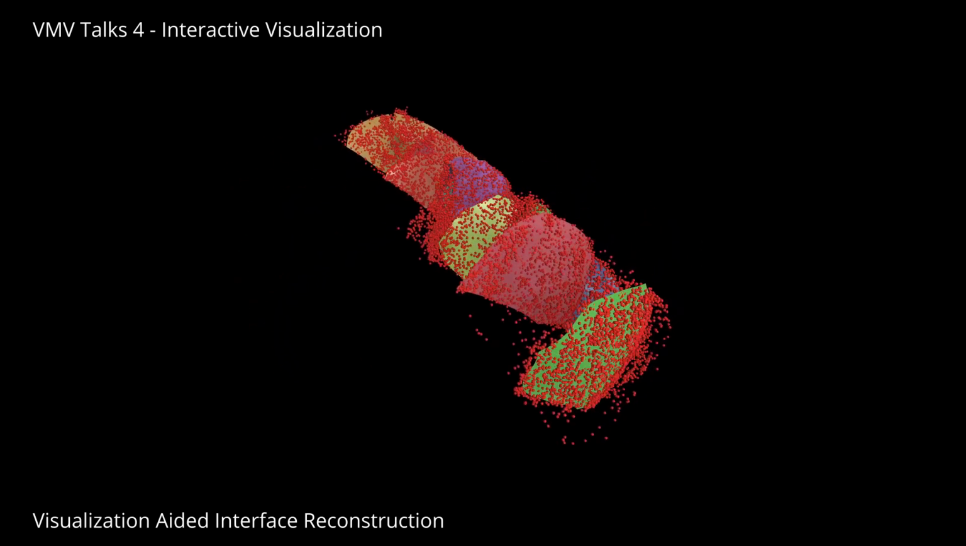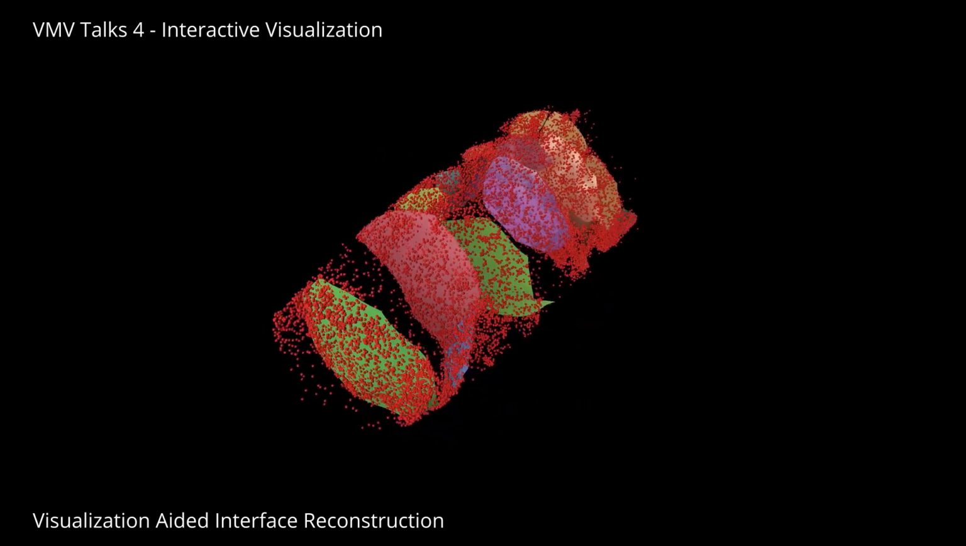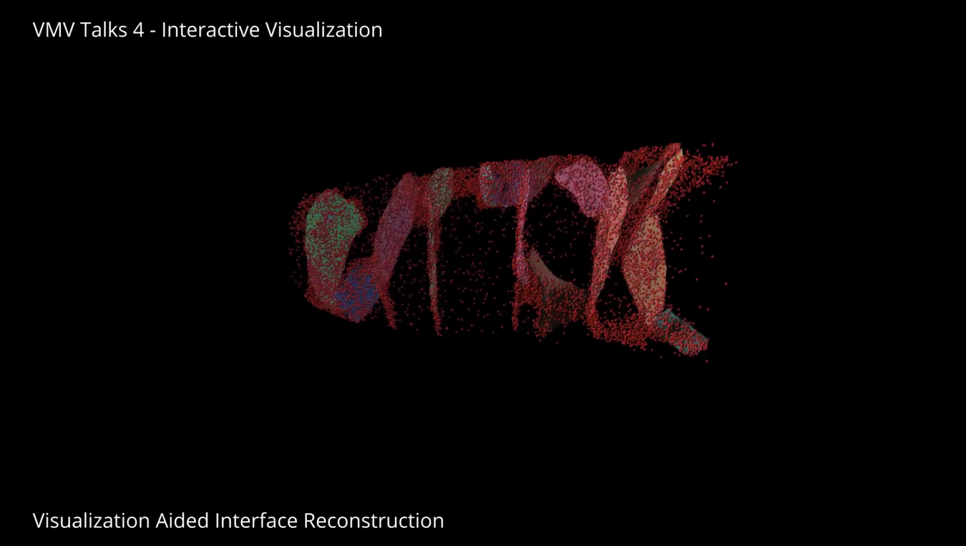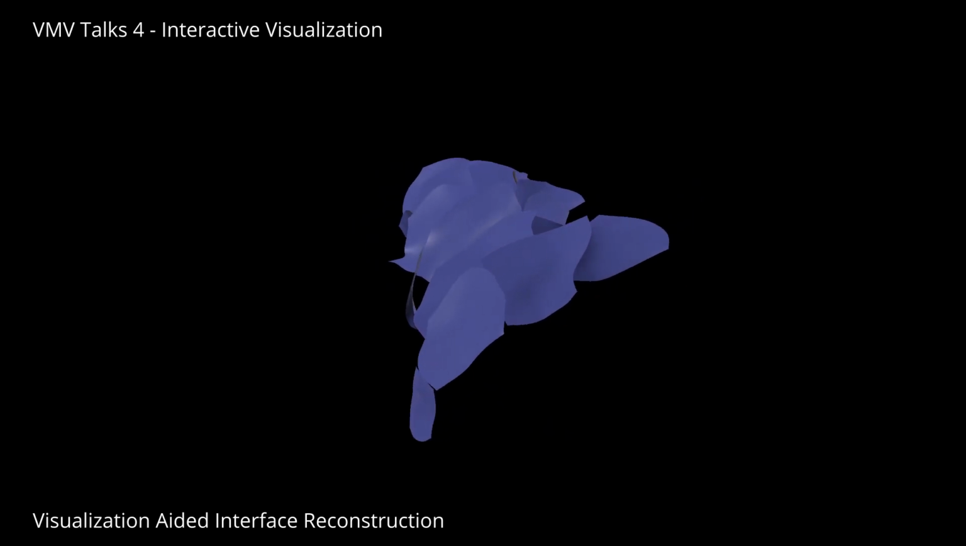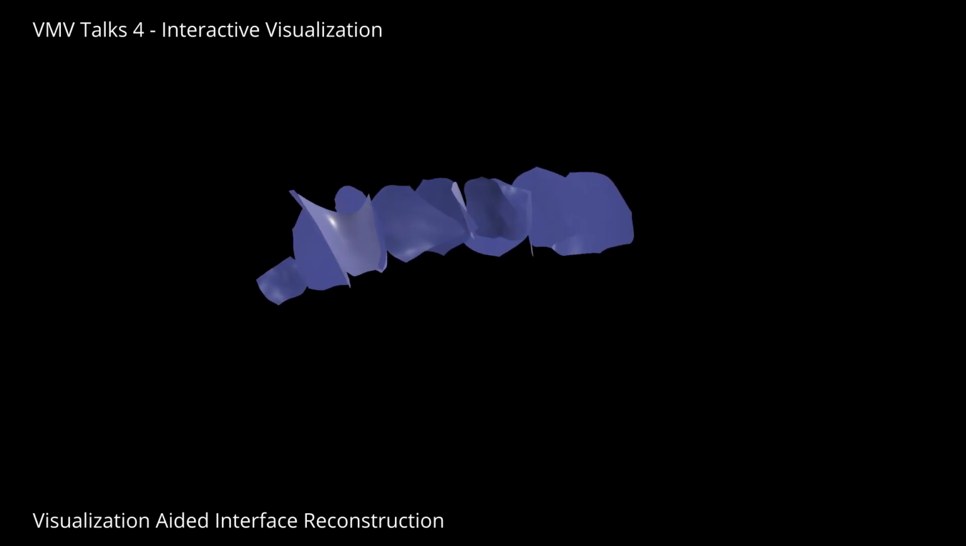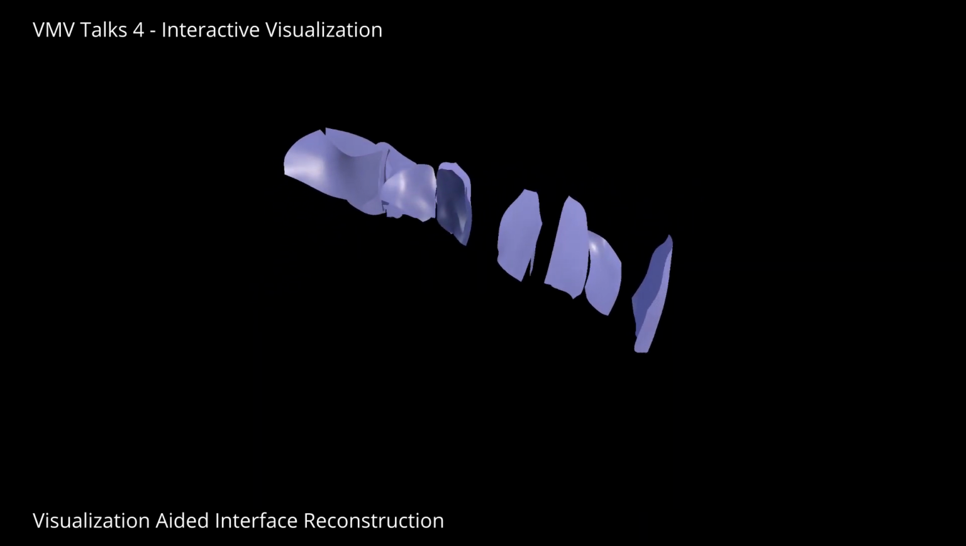We first cluster the filtered point cloud and compute individual surfaces for each cluster. In the final step, we recover the global, possibly non-manifold structure by intersecting the cluster surfaces and stitching them together.